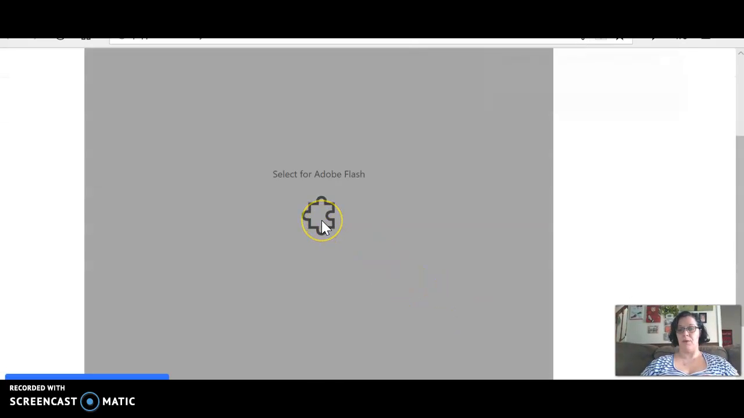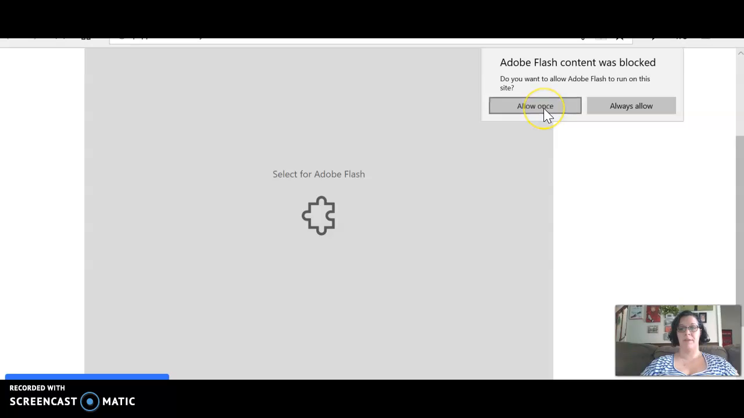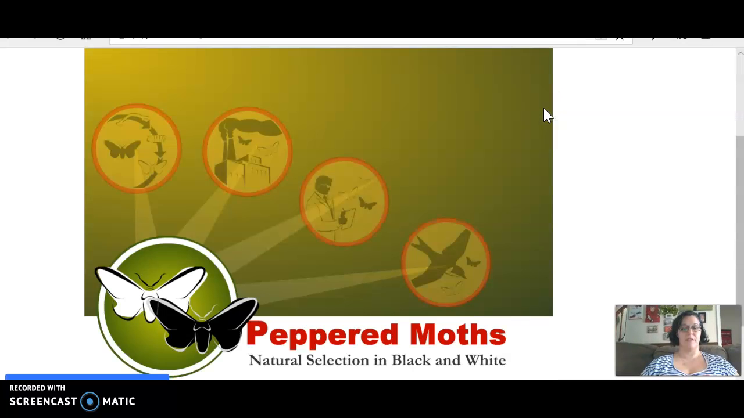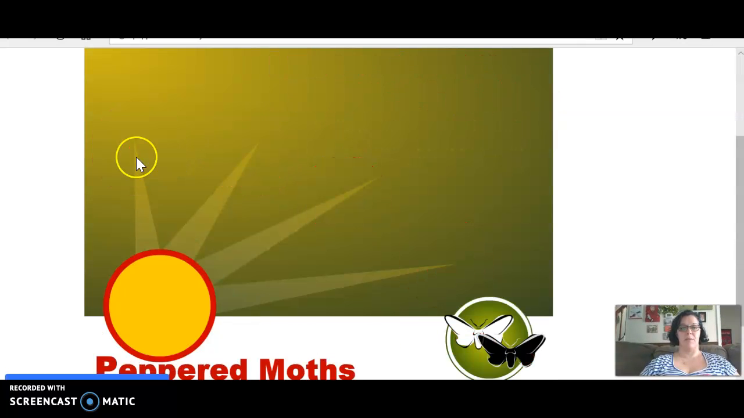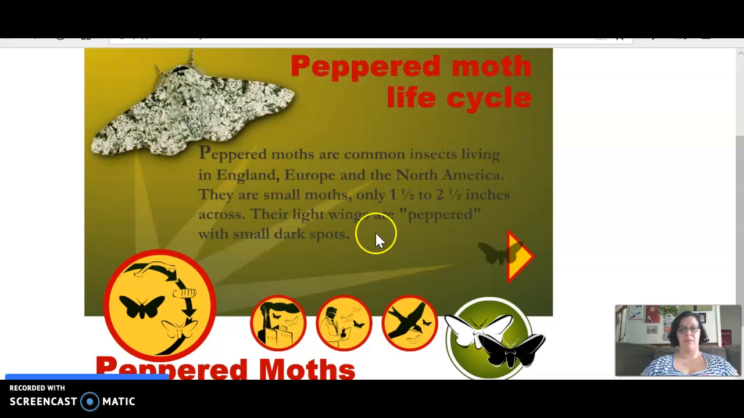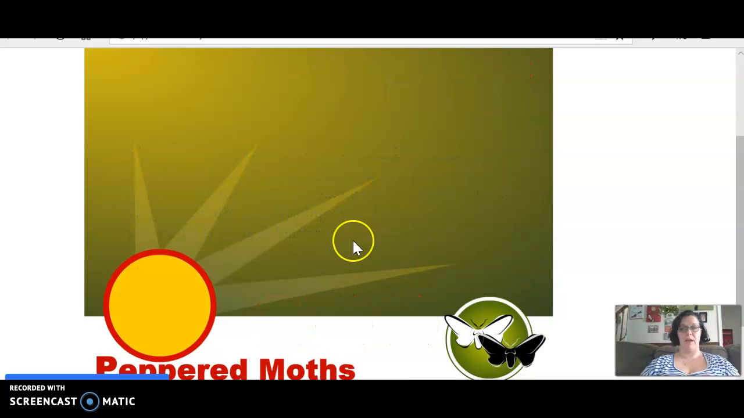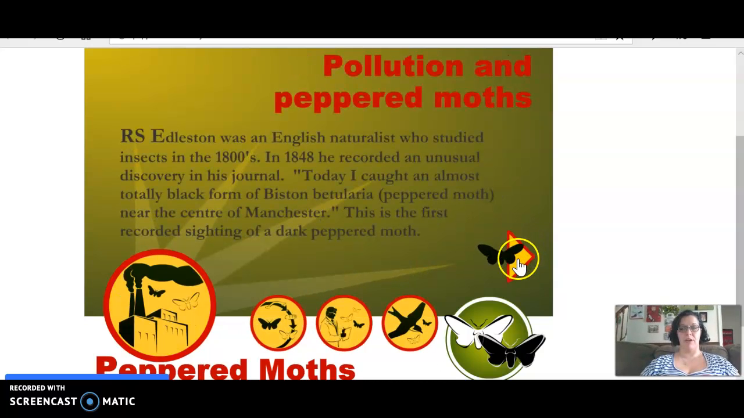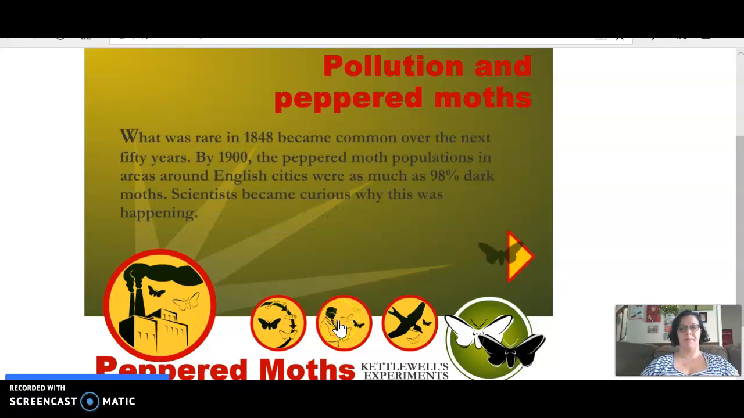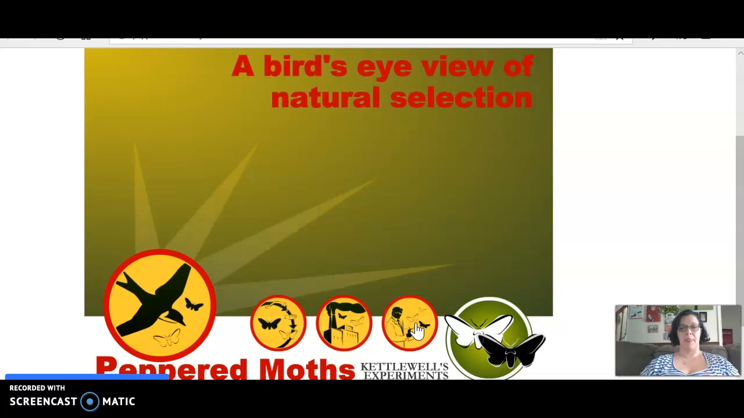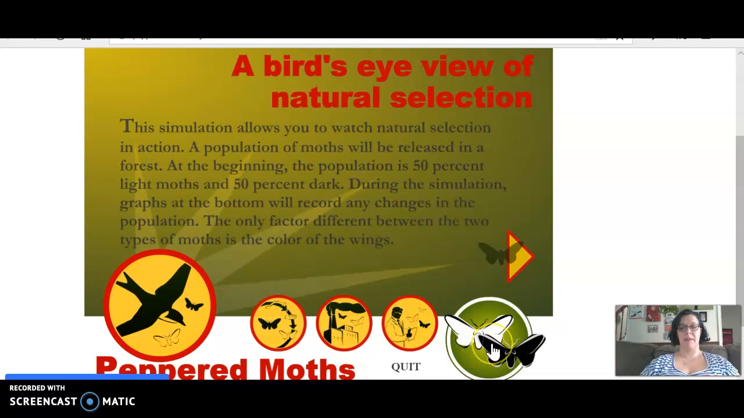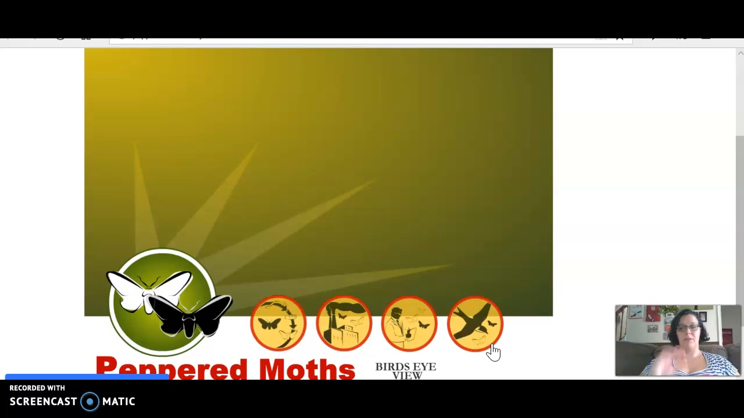You can also do this at home. With this simulation, I'm not going to read the whole thing with you, but there's a reading about why the peppered moth changed over time, what it looks like for birds, and then the actual simulation.